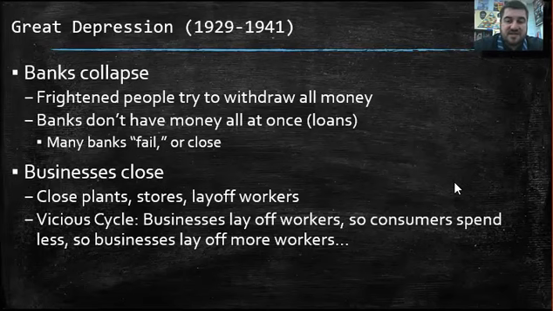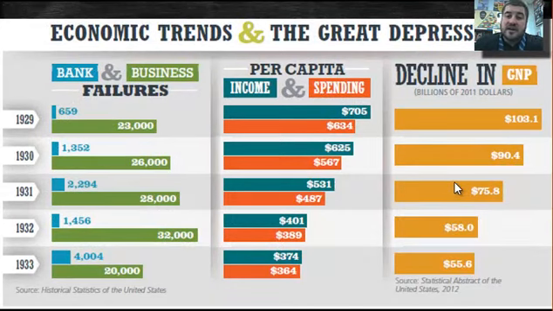Businesses also close at this point. They close down their factories, their stores, they lay off workers because nobody's buying anything. And it turns into a vicious downward cycle of the business cycle. Businesses lay off workers, so consumers spend less. So businesses lay off more workers, so consumers spend less. And it keeps going. Here's a little picture of the economic trends of the Great Depression.